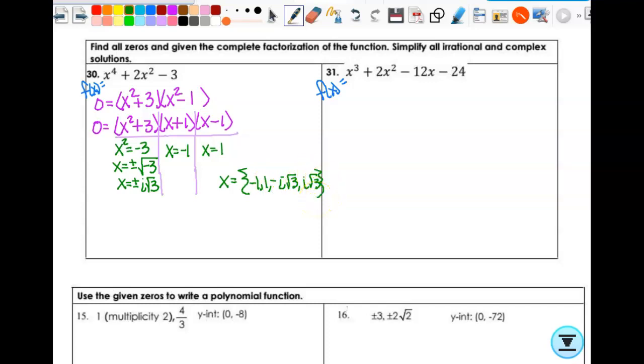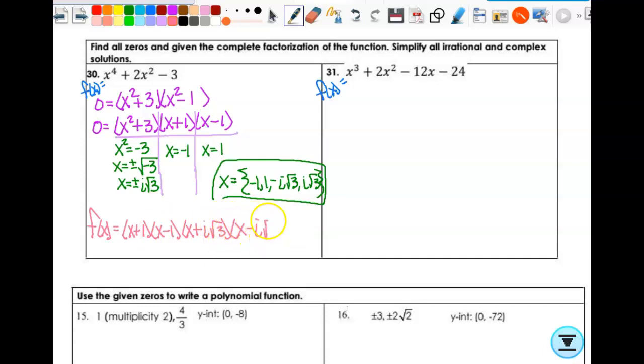Notice that it does say, find all zeros. This is part of it. Here are my zeros. Then I give the complete factorization. So f of x is equal to x plus 1 times x minus 1 times x plus i square root of 3 times x minus i square root of 3. There's my complete factorization. Here are my zeros.